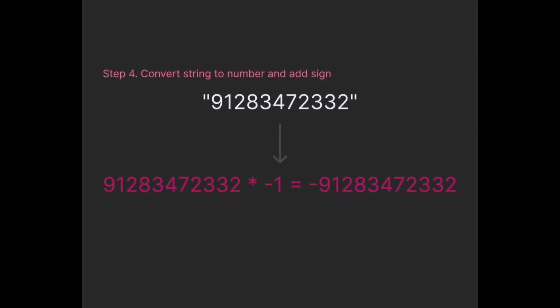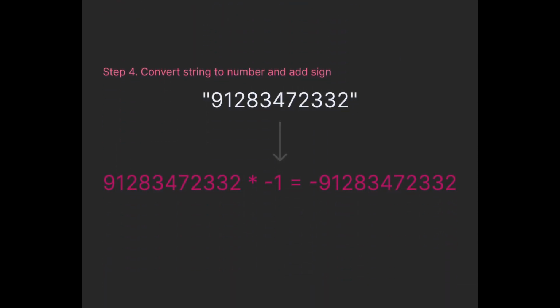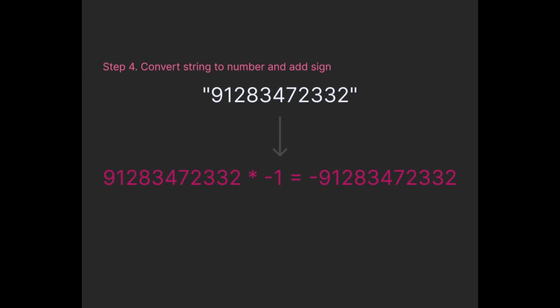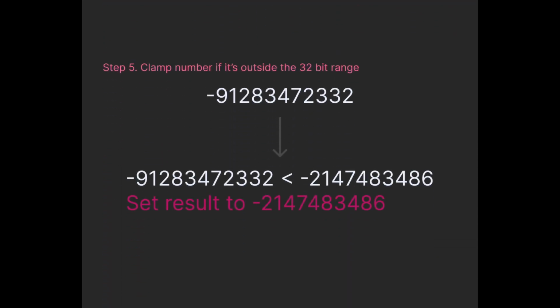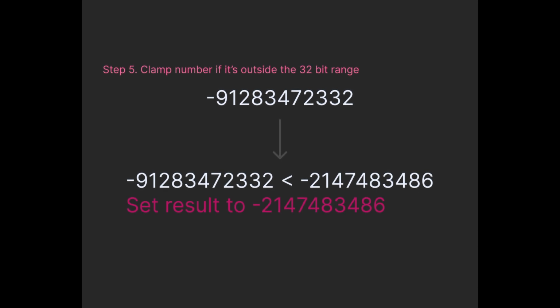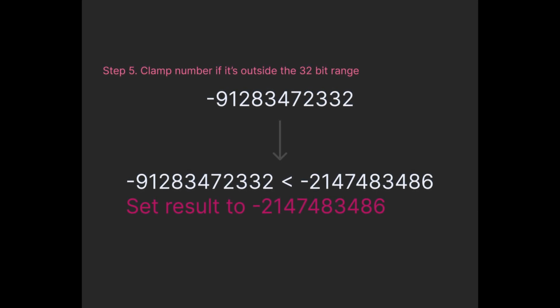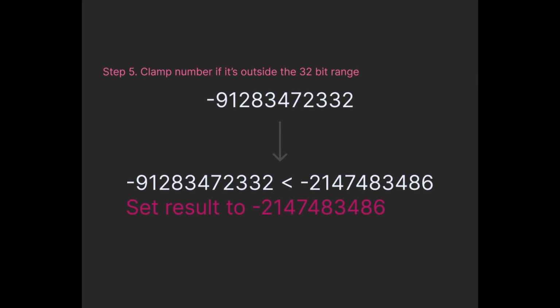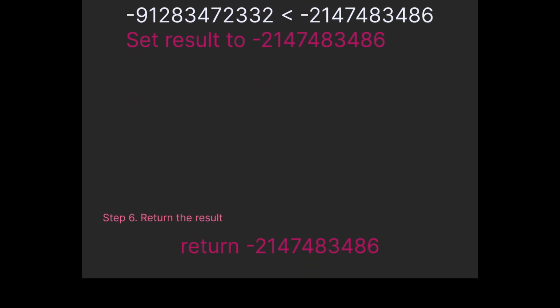Then we convert the captured characters to a number and then add the sign to it. And then the last step before returning, we check to see if a number is outside of the range. This number is smaller, so we assign it the smallest signed 32-bit integer value, and then we return that value. Alright, so let's go ahead and step into the code and see how we can do this.